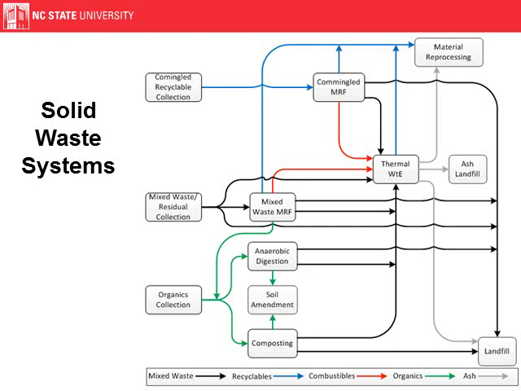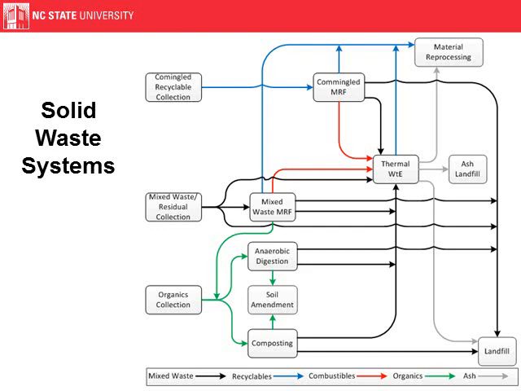So this is a broader diagram that shows all the interconnected effects and processes in the solid waste system. We have different types of collection, whether you're doing commingled recyclables, mixed waste or residual collection, or organics collection. Your recyclables can be taken to some sort of commingled material recovery facility, and then they'll be separated out to material reprocessing. You could also separate out your combustibles and send those to thermal treatment. And then these black lines are different residuals that can either be combusted or landfilled.